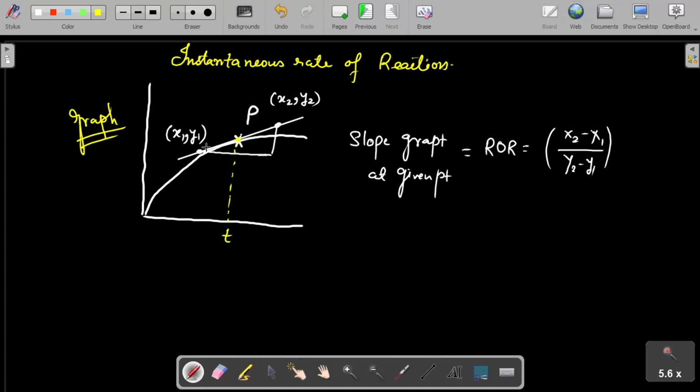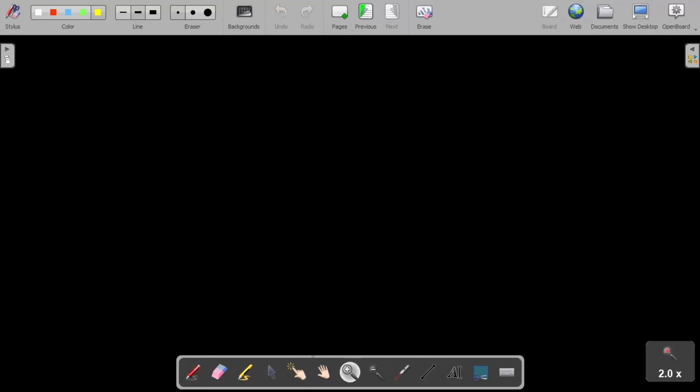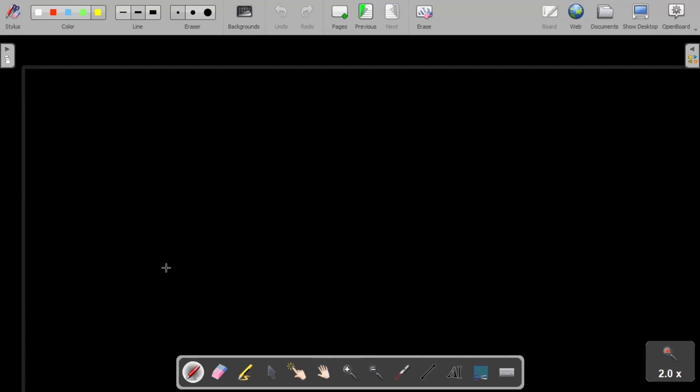Now, so far we know that the rate of reaction is dependent on the concentration. Now, which are the other factors? Which factors affect the rate of reaction? Is the rate of reaction affected by something? So let us make the points. Factors on which your rate of reaction, that is ROR, is dependent.